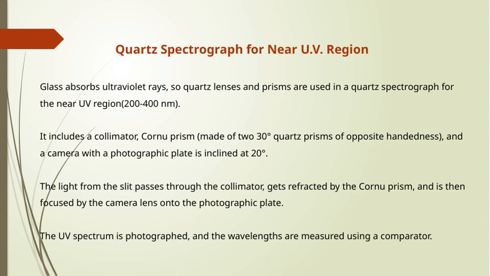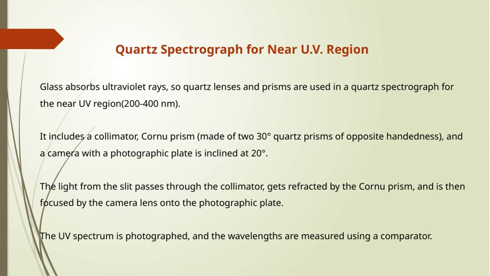Here's how it works. Light from the slit first passes through the collimator, which makes the light rays parallel. Then, the light enters the Cornu prism, which is made of two quartz prisms with a 30-degree angle but of opposite handedness, enabling precise refraction of the UV rays. After refraction, the light is focused by the camera lens onto the photographic plate. This setup captures a photograph of the UV spectrum, which we can later analyze.